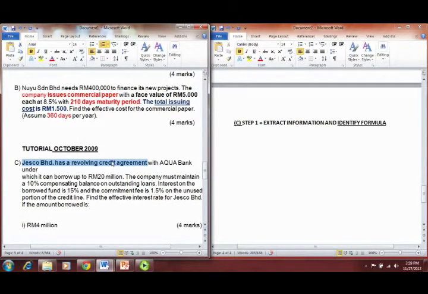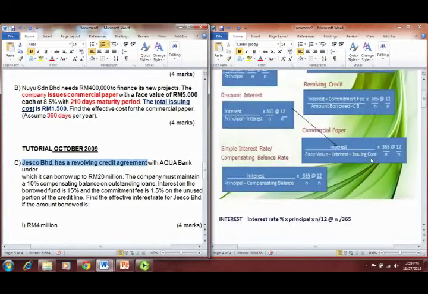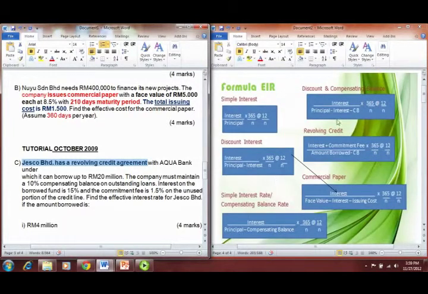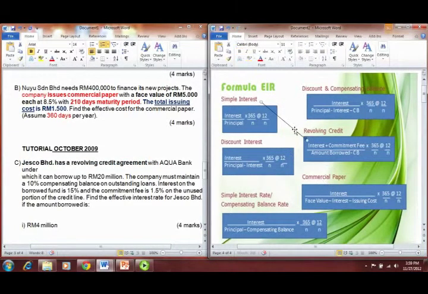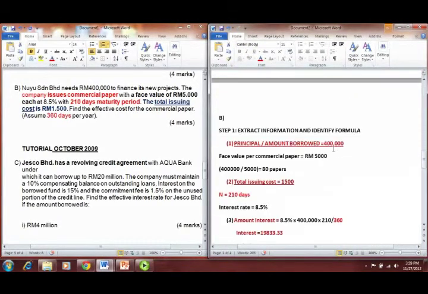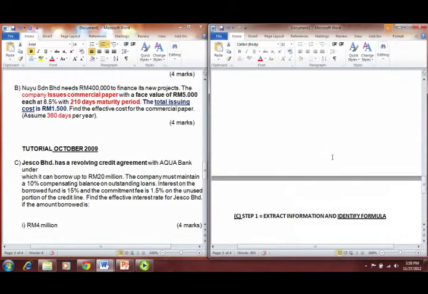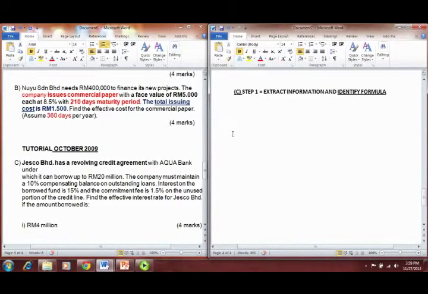Then if the question has given you revolving credit, based on the formulas, 1, 2, 3, 4, 5, 6, you have 6 formulas. Which formula is revolving credit? Yes, class. As you can see here now, this is the formula for revolving credit. So what is the next step, class? You need to extract your information. The first information you need is your amount borrowed.